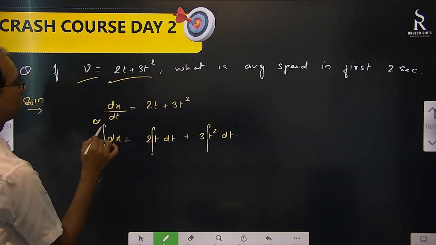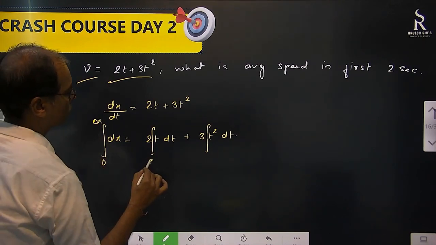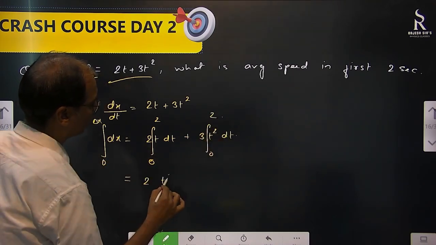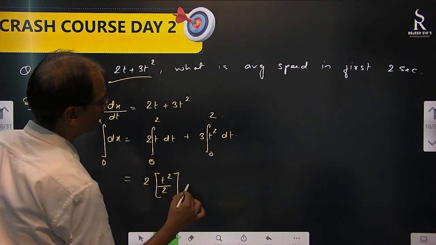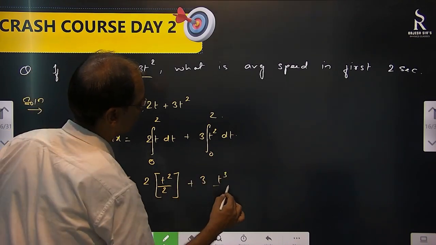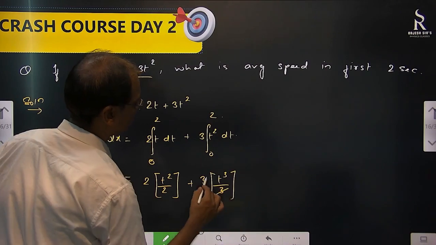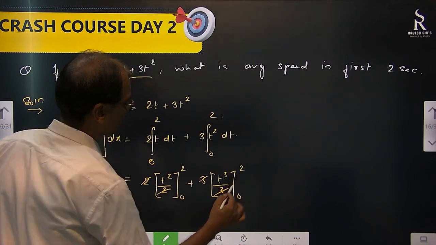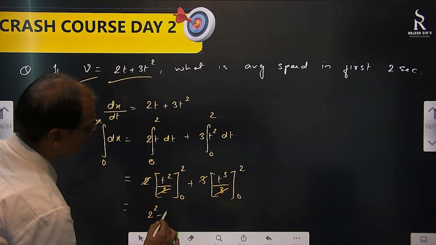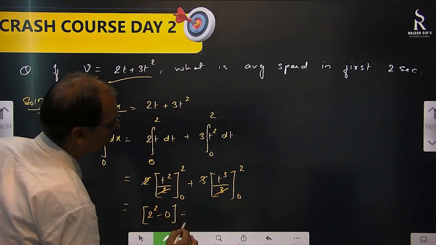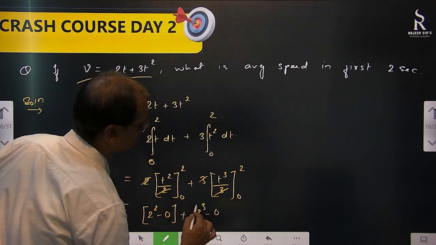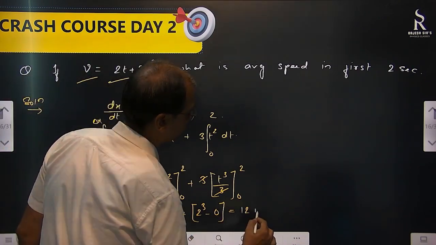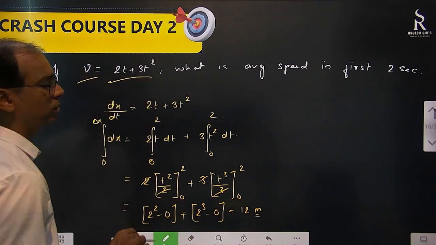Limits 0 to delta x, 0 to 2. So integration 2t square by 2 plus 3t cube by 3, limits 0 to 2. This and this is cancelled, this and this is cancelled. So what we are getting here? 2 square minus 0 plus 2 cube minus 0. So 4 plus 8, that is 12. 12 meter is the distance you are traveling in 2 seconds.